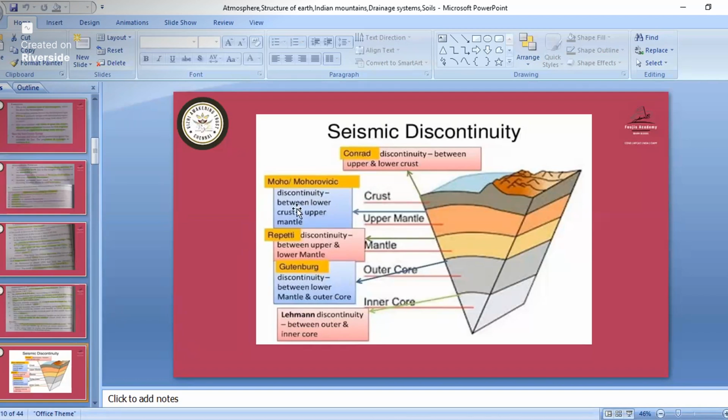So Mohorovicic discontinuity is between lower crust and upper mantle. Repetti discontinuity is between upper and lower mantle. Gutenberg discontinuity is between lower mantle and outer core, and Lehmann is the discontinuity between outer core and inner core. So study all these 5 discontinuities.